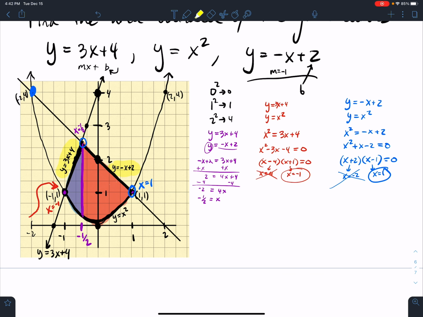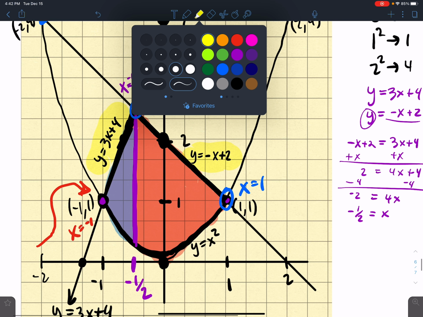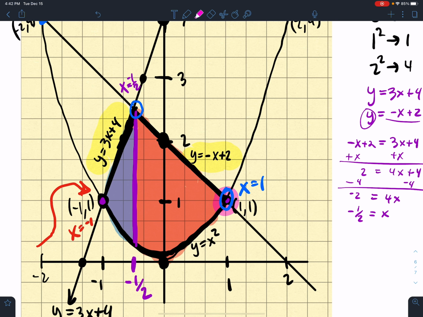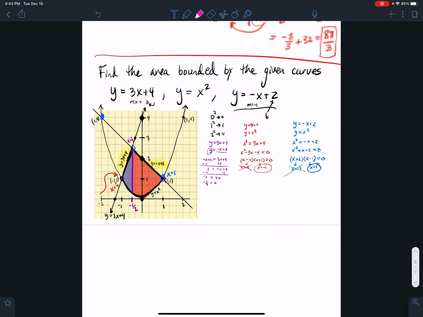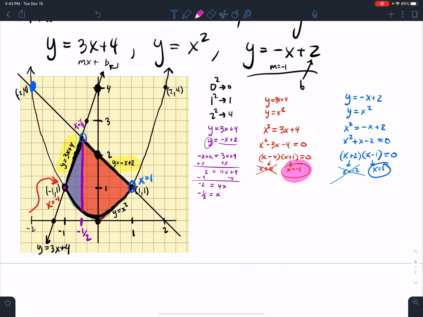Okay? So just to make sure we're clear on this, if I'm looking for this intersection, I find where this curve and this curve cross, set them equal to each other. If I'm looking for this intersection, I find where that curve and that curve cross. And if I'm looking for this intersection, I find where this curve and this curve cross. And so you look at those corresponding equations, set them equal to each other, and you find these x values. Okay? So now we know our bounds, we can set up our integral.